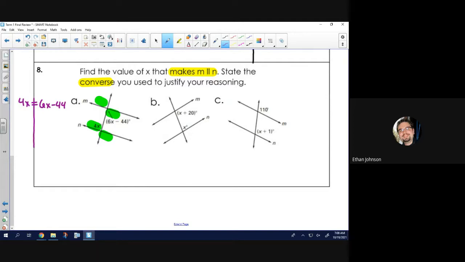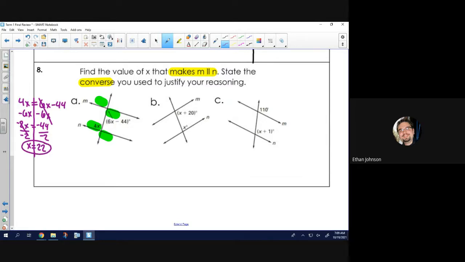So we normally like to get rid of the smaller x first. In this case, it's not going to be helpful in the long run to get x by itself. So I'm going to get rid of the other one. I'll subtract 6x from both sides. So I get negative 2x equals negative 44. Divide both sides by negative 2. X equals 22.